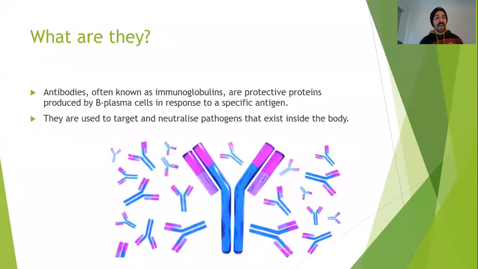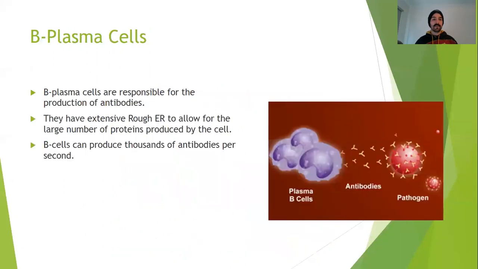So what are they? Antibodies, sometimes called immunoglobulins, a very long, complex word, are just protective proteins that our body produces in our B plasma cells, and we produce them in response to a specific antigen. And we use them to either target or neutralize pathogens that exist inside the body.